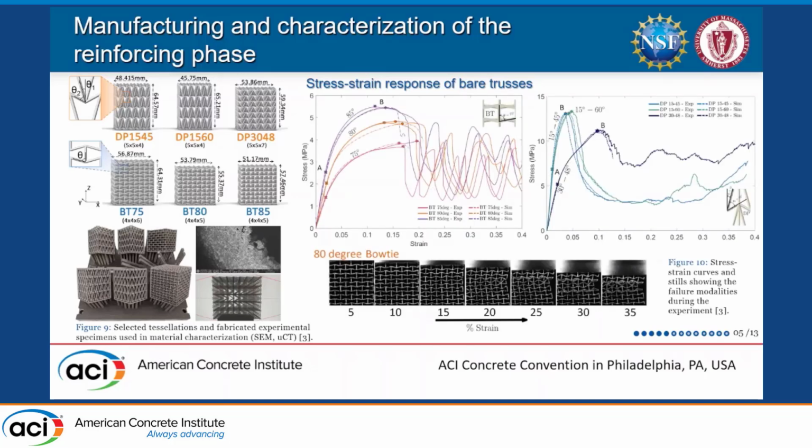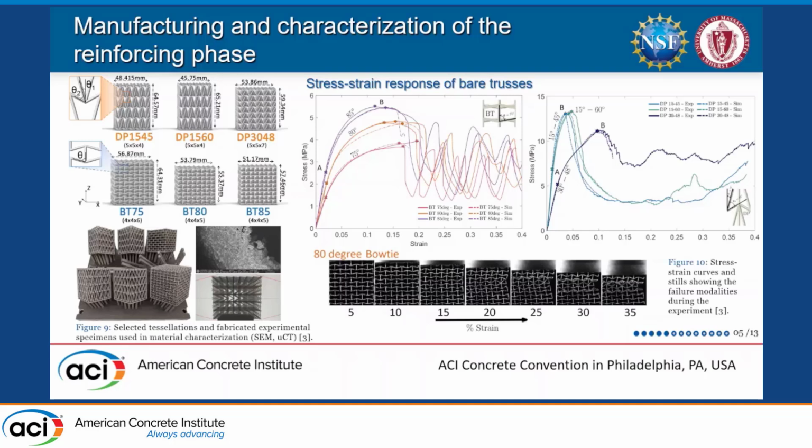So I want to focus on the stress-strain relationship of the bare trusses. This is the test we did only for the reinforcing phase of the composite, and we tested these under axial compression. We see the results for the bow tie architecture that I'm showing here, with these 3 different re-entrant angles, and for the double pyramid architecture, we also have these specimens here.